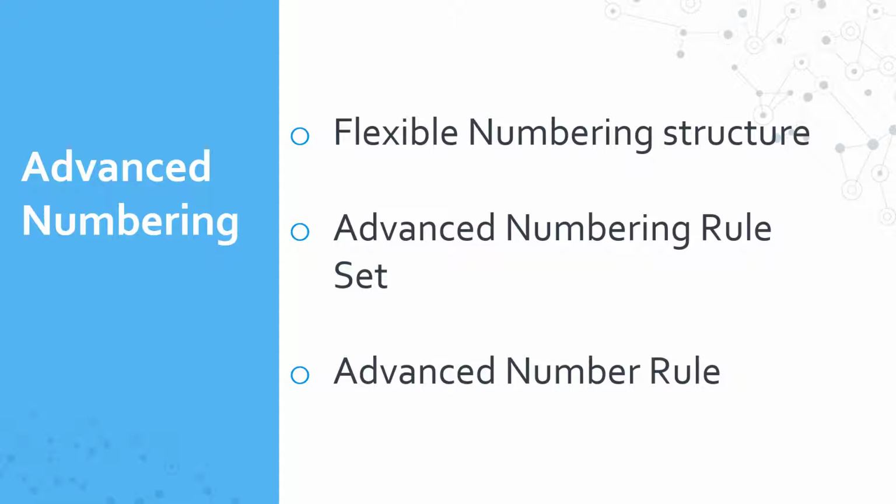The feature uses two key components. The advanced numbering rule set acts as a collection of advanced numbering rules for one transaction type. The advanced numbering rule is how you define your numbering scheme, which can include fiscal year or transaction date expressions.